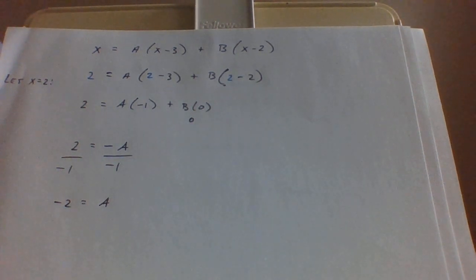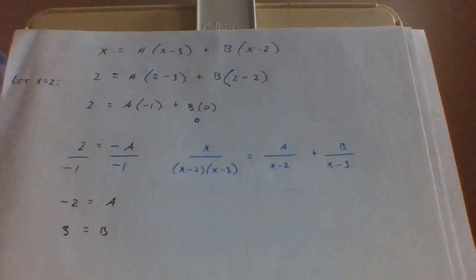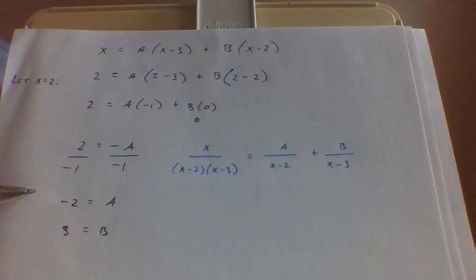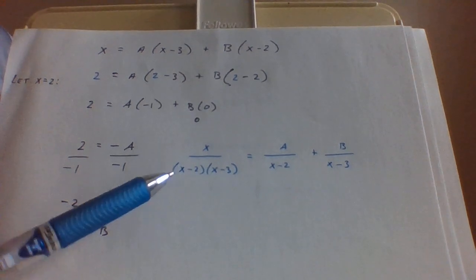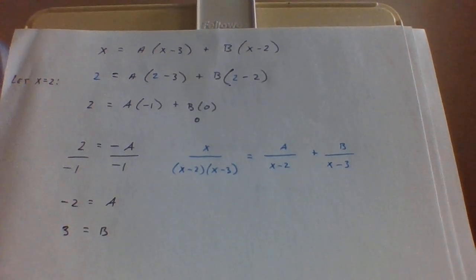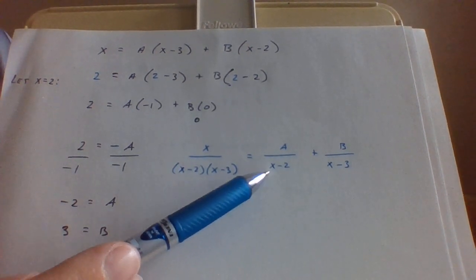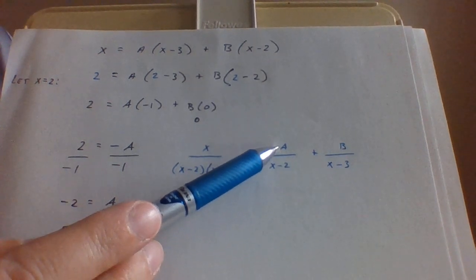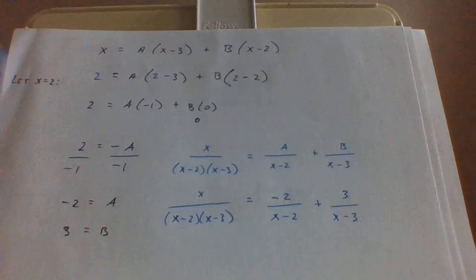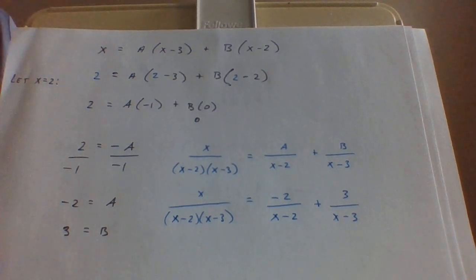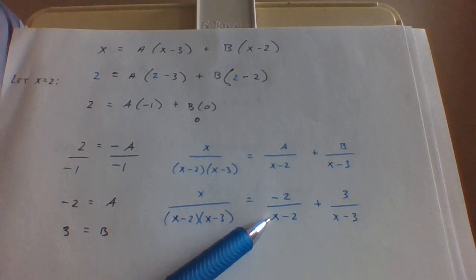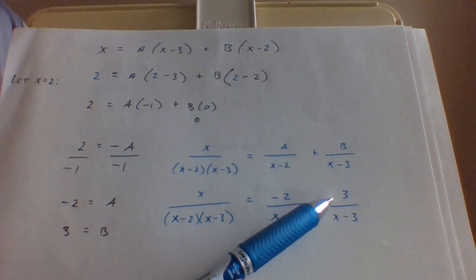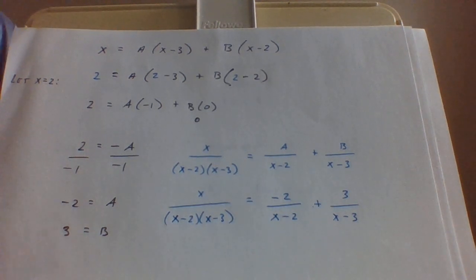So let's take a look at what happens when we decompose that fraction. Our A value is negative 2, our B value is 3, and I'm going to go back to one of our earlier steps and plug in our values for A and B. And here's our final answer. We have negative 2 over x minus 2 and 3 over x minus 3. So there's our partial fraction decomposition.